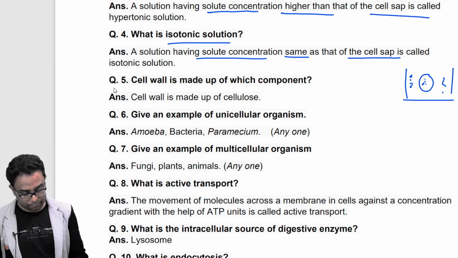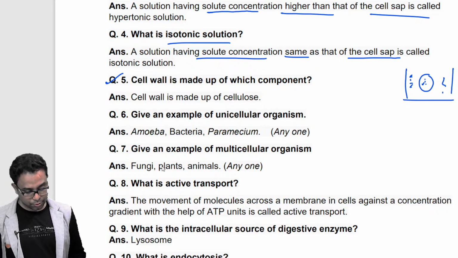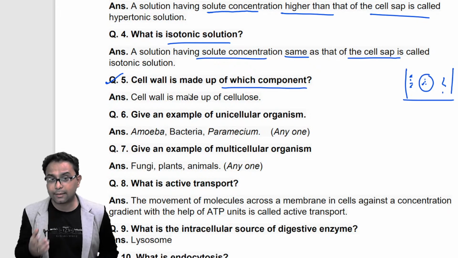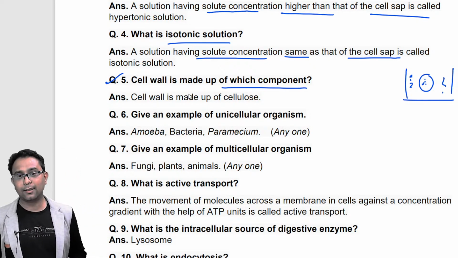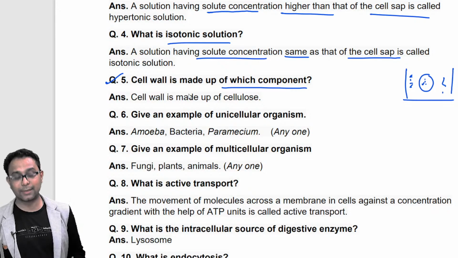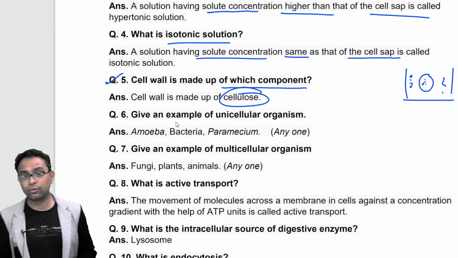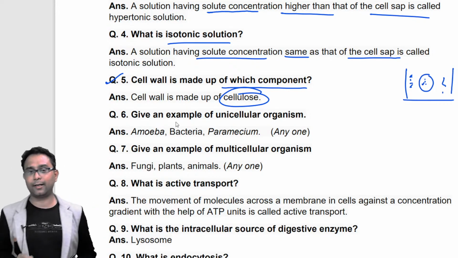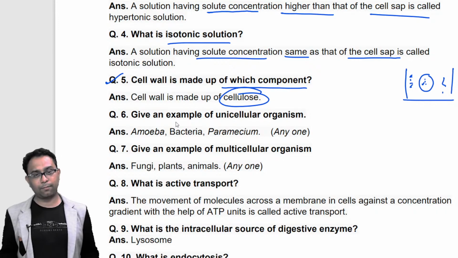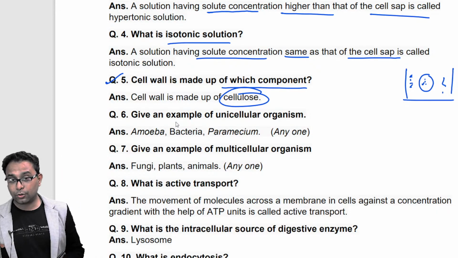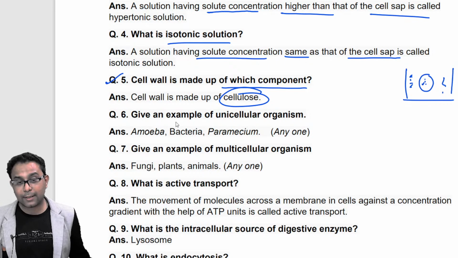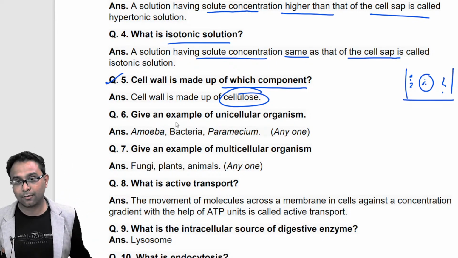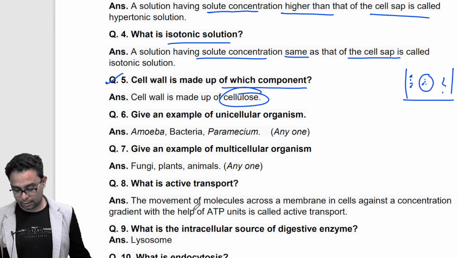Next question, question number 5. Cell wall is made up of which component? I think you already know it. What is the main chemical composition of the cell wall? This is the cellulose. You know the cellulose, is it a monosaccharide, polysaccharide or disaccharide? If you know, please write down in the comment box.